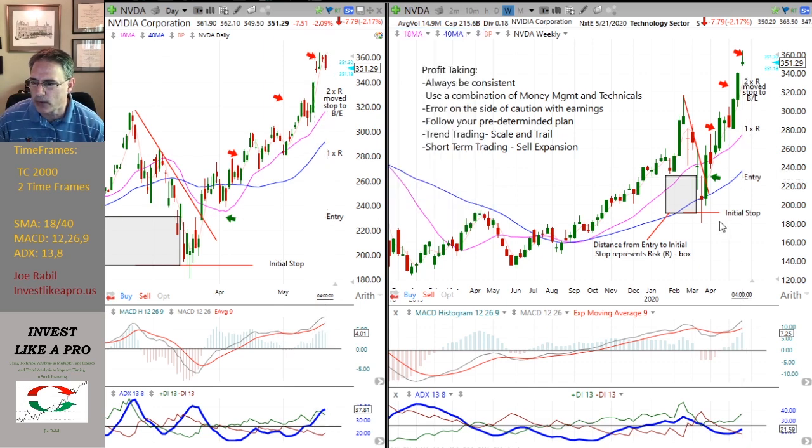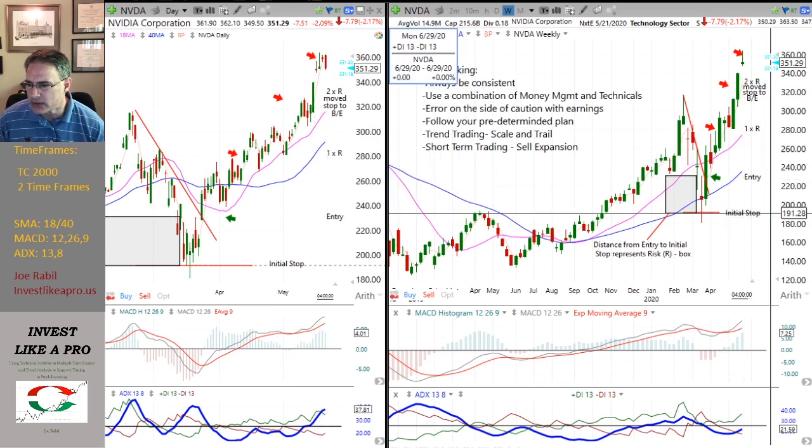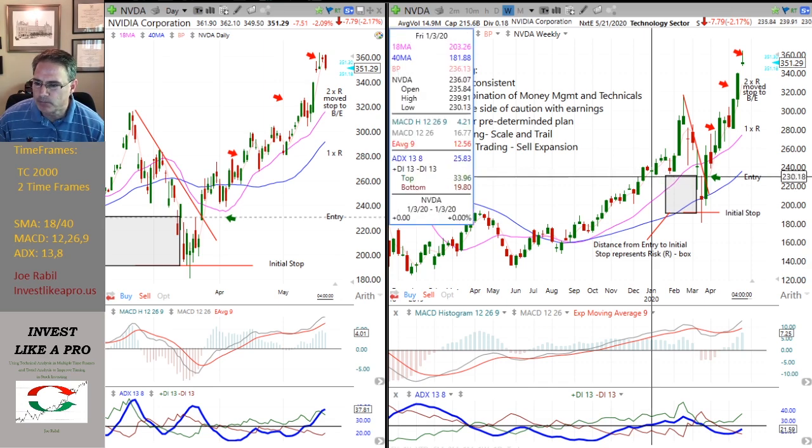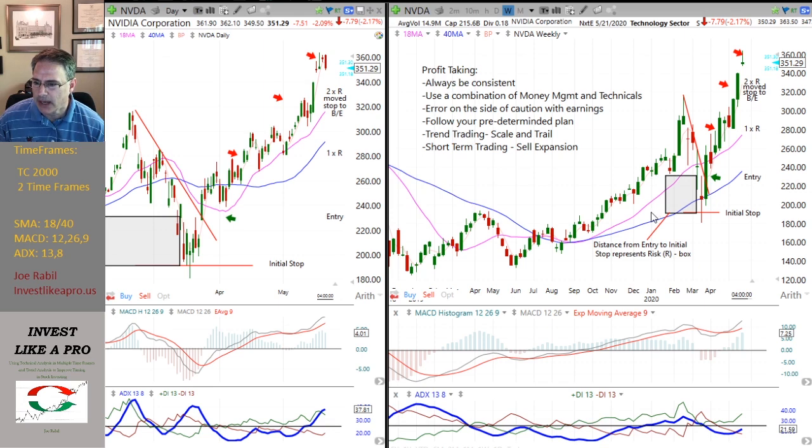Our entry's here. We put a stop in. We usually use a specific money management stop, so it's in the middle of this bar, but we're giving it plenty of room between the entry and the stop. And the difference between the entry and the stop point is what I would call R, how much we're risking. And it plays a pretty big role in how we take profits.